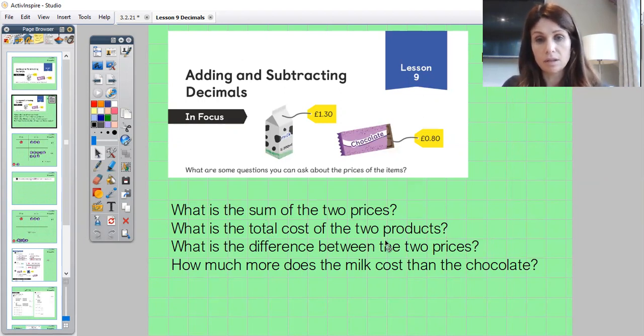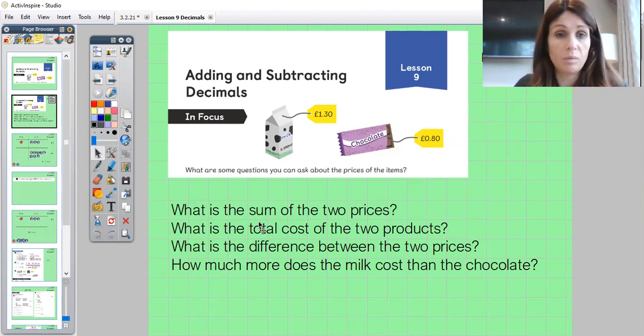What is the total cost of the two products? That's just another way of saying the same thing. What's the total cost of the two products? I know I've got to add them. What's the difference between the two prices?